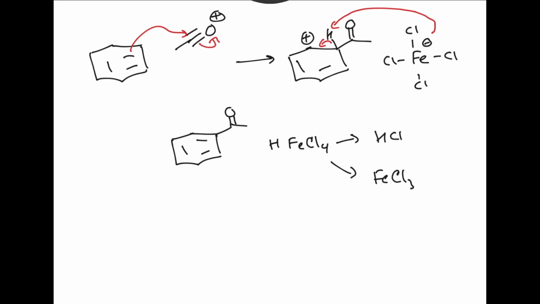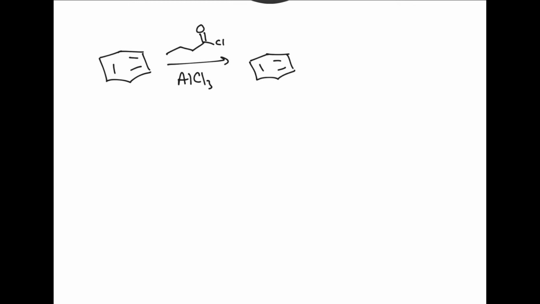But what we can do is remove the ketone from the carbon chain and just get to a straight chain. So we can say, all right, we can add an acid chloride, and we can make our ketone, right? Now I've got this straight chain, but I have a ketone where I don't want one.